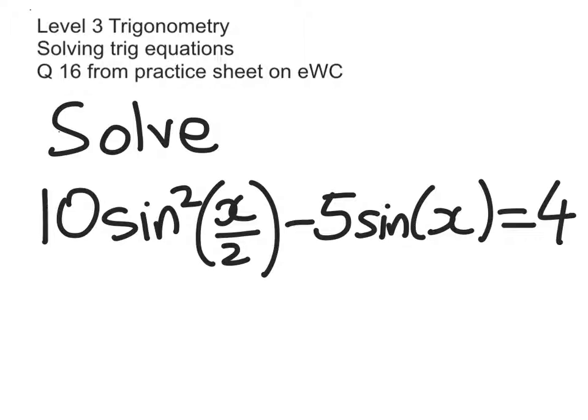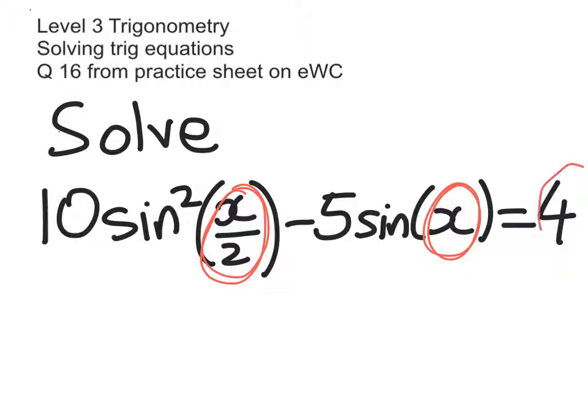So the first thing that you'll notice when you look at this is that we've got a couple of things that are going to cause us a little bit of trouble. The best way to solve these is often to form a quadratic equation, but here we've got an x over 2 and here we've got an x. So we need to find a way to get those angles to be the same thing.